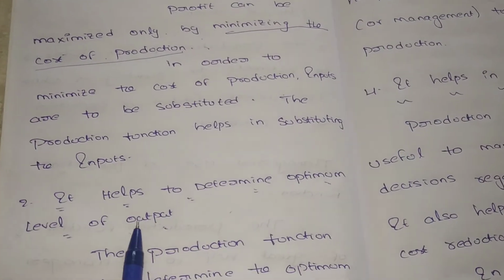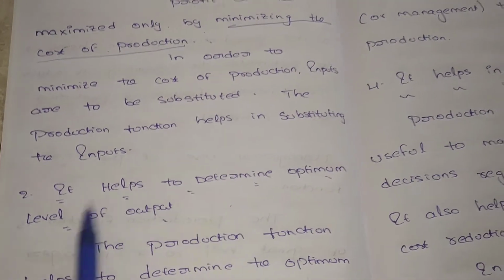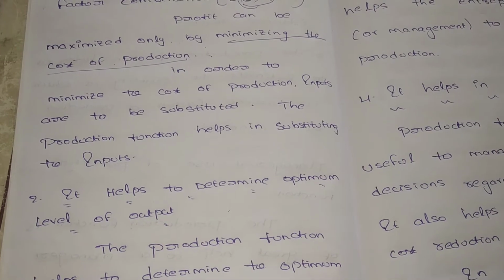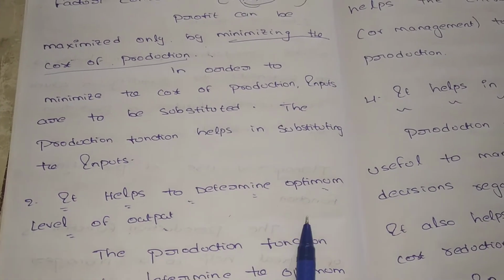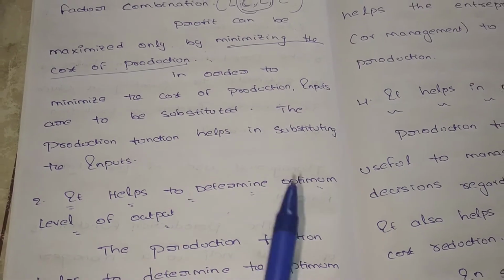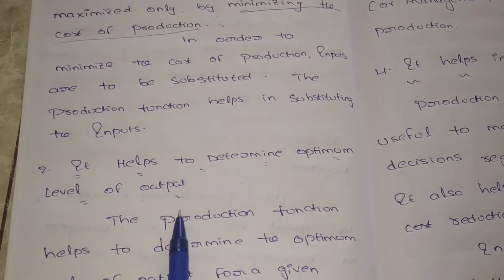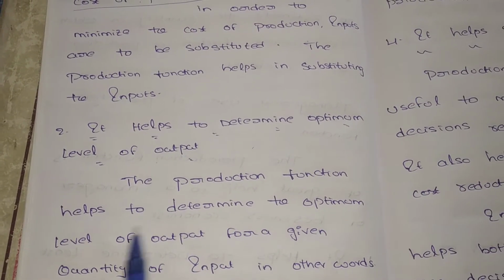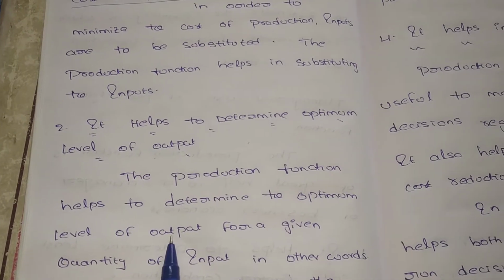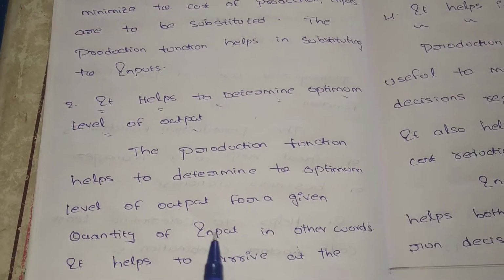Next, it helps to determine the optimum level of output. Optimum means up to now. Suppose our inputs are 100 units. Up to 100 units we have to utilize them in an efficient way. Efficient utilization of our inputs, we can say, is an optimum level. The production function helps to determine the optimum level of output for a given quantity of inputs.